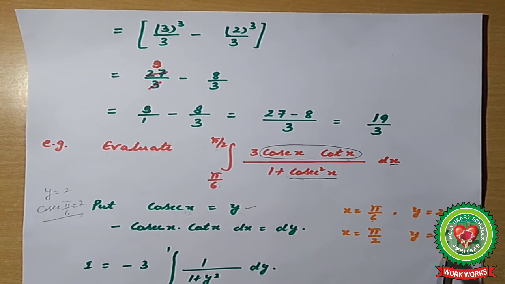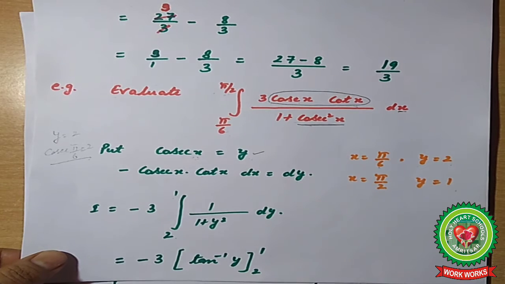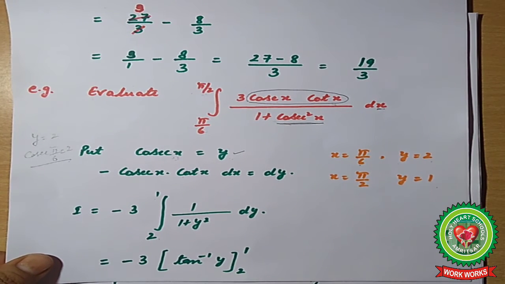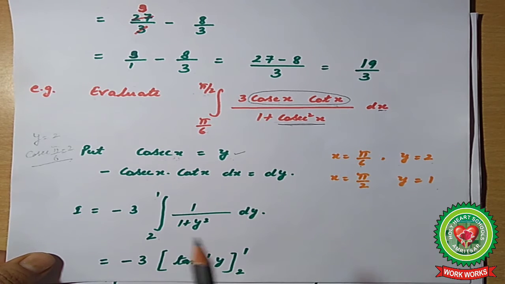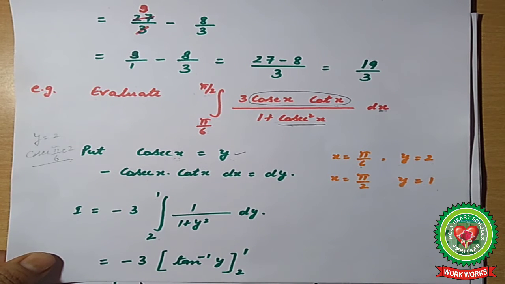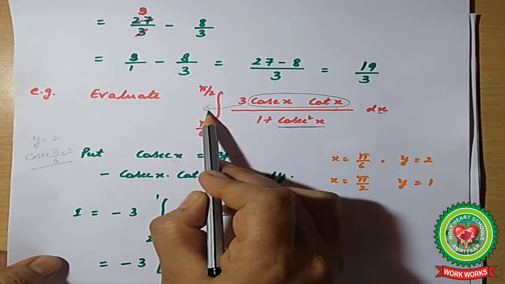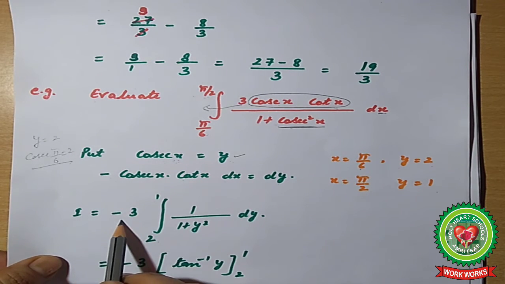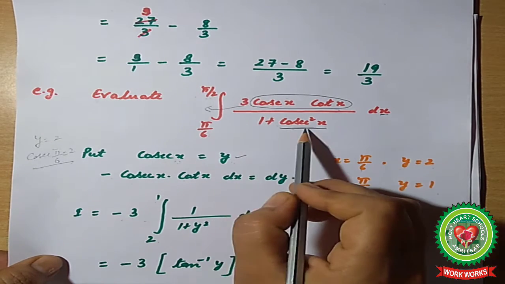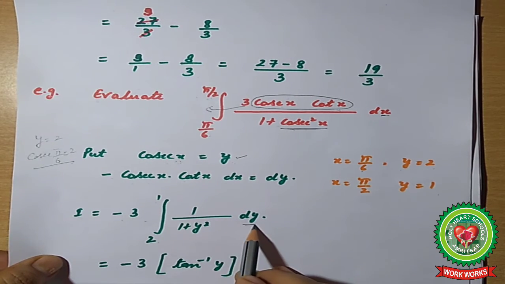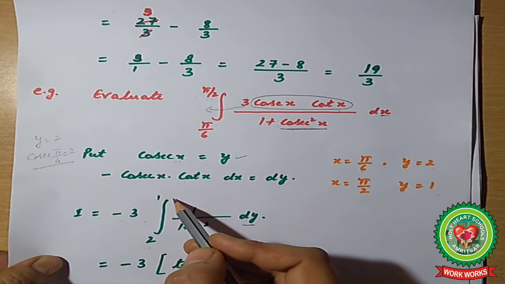Now we are having a limit with respect to y, that is 2 till 1. This is the very important point. Whenever we use the substitution method for the definite integral, we always change the limit there. Minus 3 as it is, we can take 3 as a common factor and the minus sign as it is there. So it will be equal to minus 3 times integral of 1 upon 1 plus y square dy. Now we will put the limit related to the y variable, that is 2 till 1.